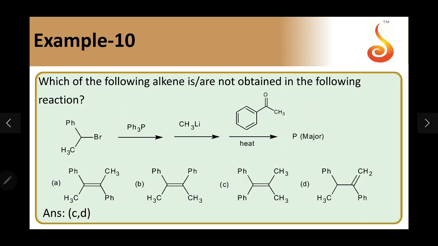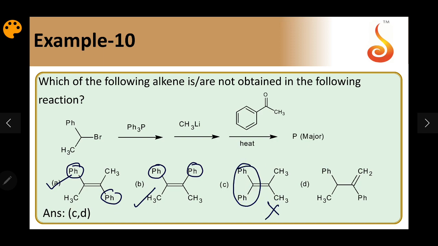So the options are, you can see very clearly, PH, PH, PH and trans. So this is possible. Here PH, PH is cis, which is also possible. Both PH cannot be attached to the same carbon. This is not possible. And this type of alkene is not possible. So options C and D are not obtained. A and B are obtained.